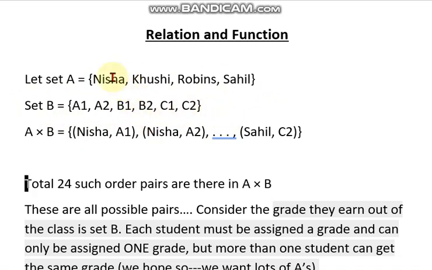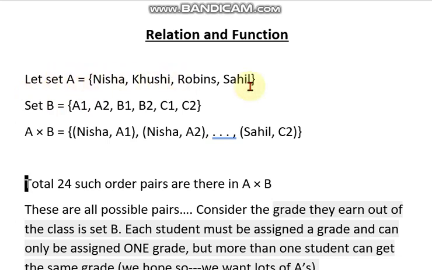Now if we take the Cartesian product of A and B, we will get A cross B equals Nisha A1, then Nisha A2, Nisha B1, then Nisha B2 and so on. In total we will get 24 such ordered pairs. So the number of A cross B is equal to the number of A multiplied by the number of B. Number of A means the total number of elements in set A.